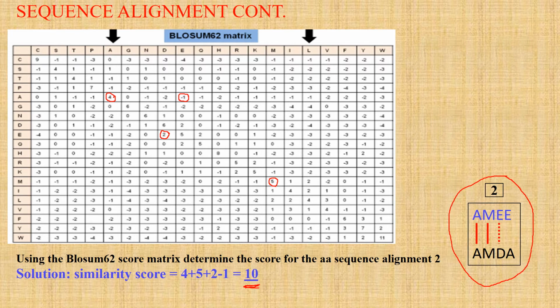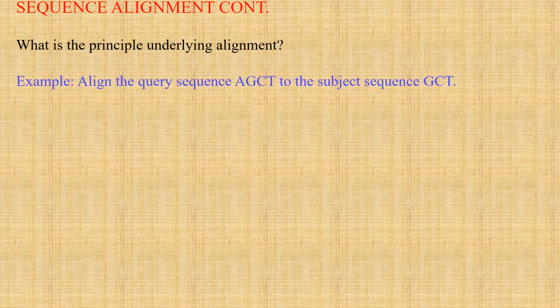So the main question now will be, how does the computer do this? What is the principle that underlies sequence alignment? When you give your sequence to the computer, how does the computer manage to know that this is the best alignment that will give you the best score, with the minimum E value or the maximum identity score? So what is the principle? How does the computer do this?